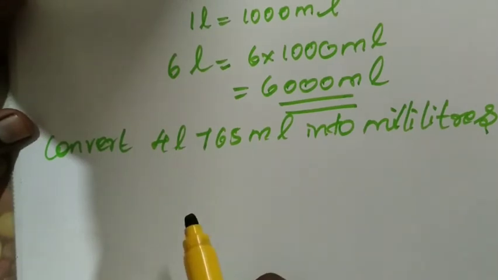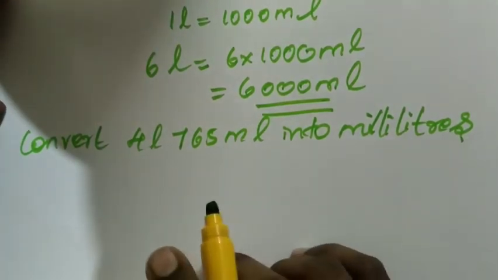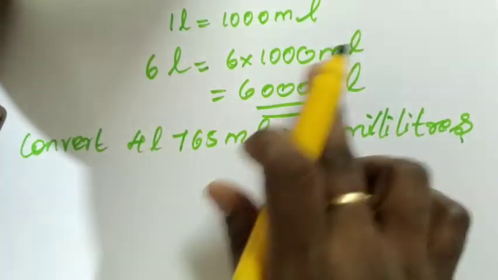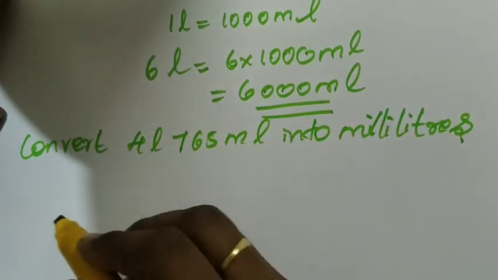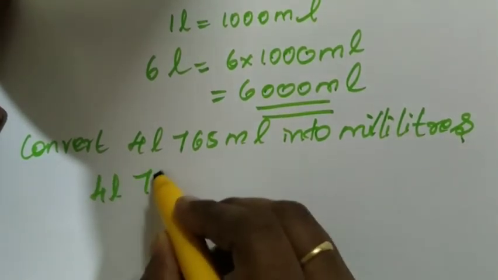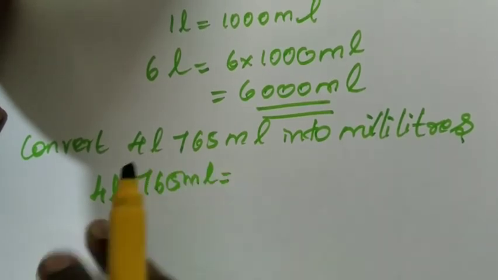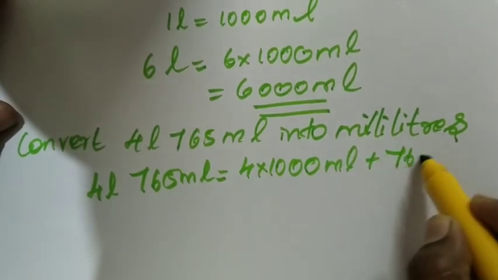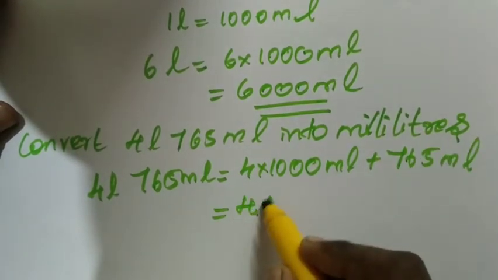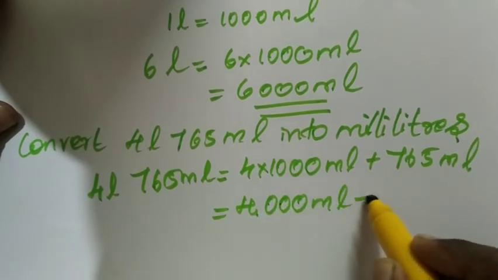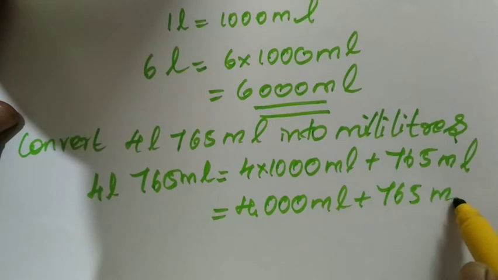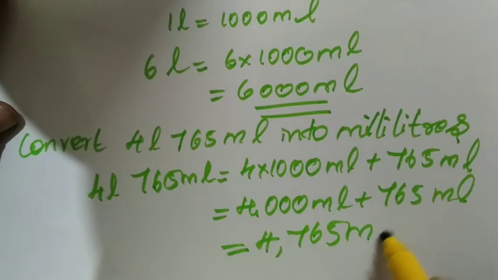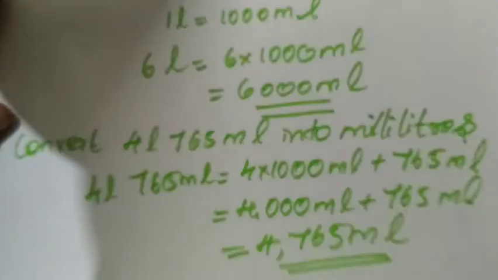Next question, convert to milliliters. We know that as usual, 1 liter is equal to 1000 milliliter. Now come to the question. 4 liter 765 milliliter. So instead of 4 liter, how to write? 4000 milliliter plus 765 milliliter. So just add, you will get 4765 milliliter. Okay. Are you clear guys?